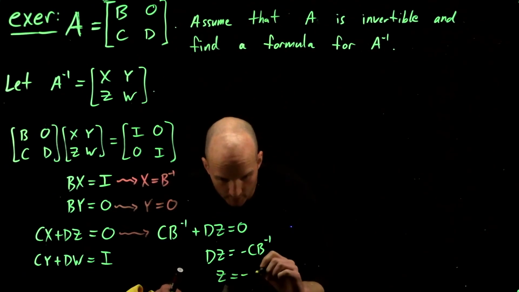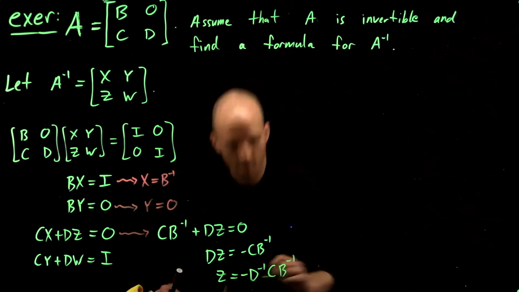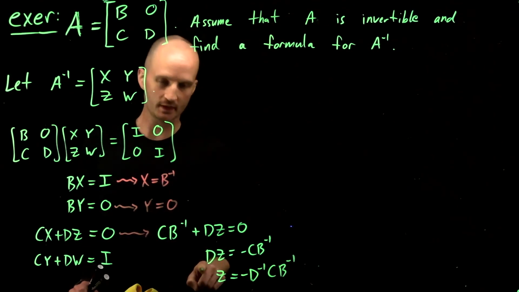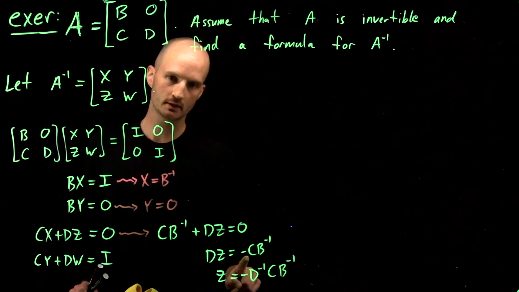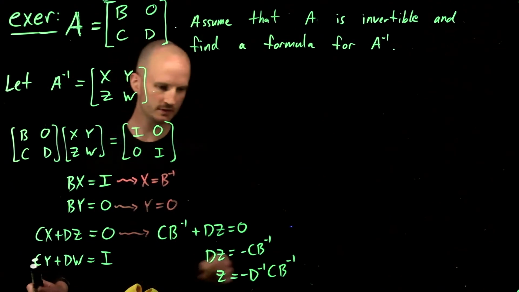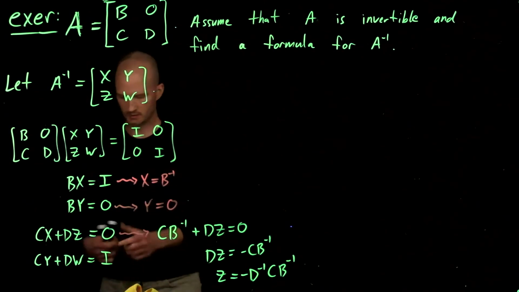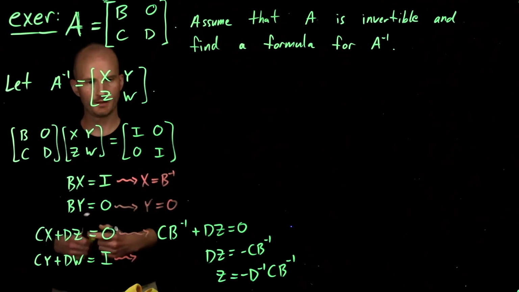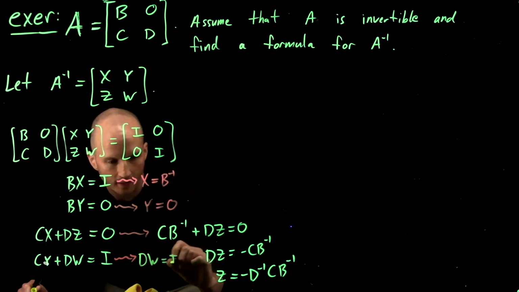D inverse, appearing on the left of the final expression there. Okay, because you had to multiply. You need to stick a D inverse here. So that means you have to put a D inverse right there. The D inverse cannot appear over here. That is not the way it works. Y is 0, so I get dw is I, so w is D inverse.